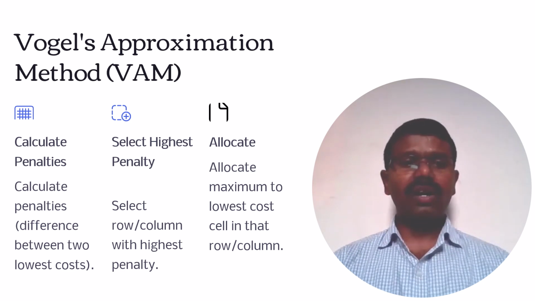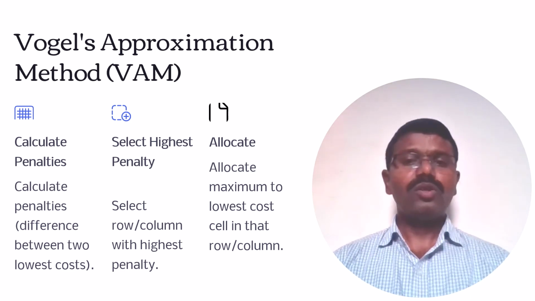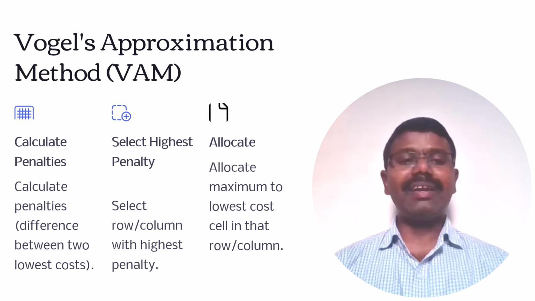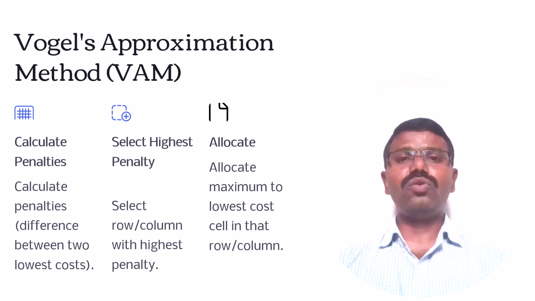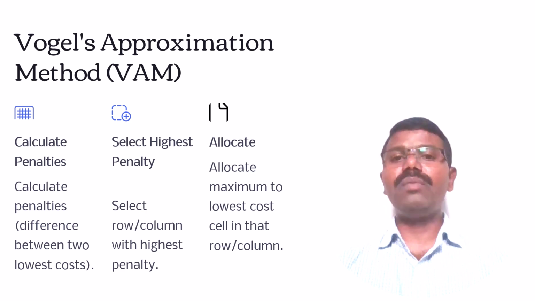So let us solve the same problem with Vogel's approximation method. According to Vogel's approximation method, first we need to calculate the penalties. The penalties are nothing but the difference between the two least costs. After we calculate the penalties, whichever row or column has the highest penalty, that column or row we will be selecting.